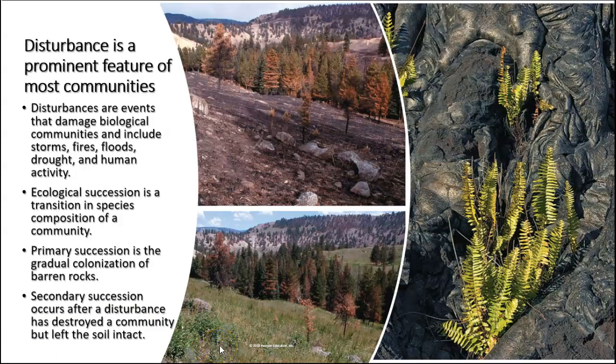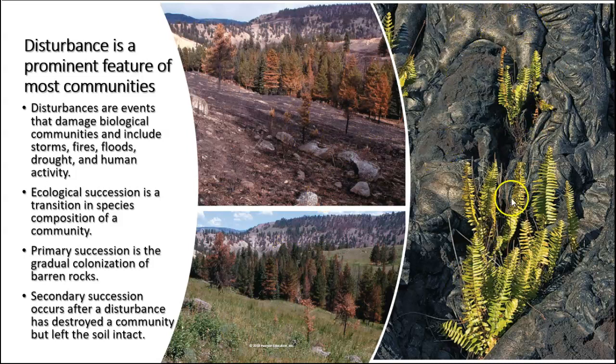Another prominent feature of most communities is something called disturbance. Disturbances are things that damage the communities, and these include things like storms and fires and floods, volcanoes and so forth, as well as human activity. And this leads to something called succession. Ecological succession is how the species composition of a community changes over time. And you probably have learned some about this in middle school.